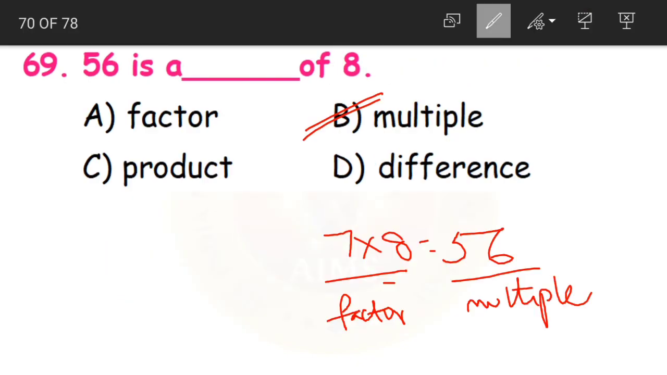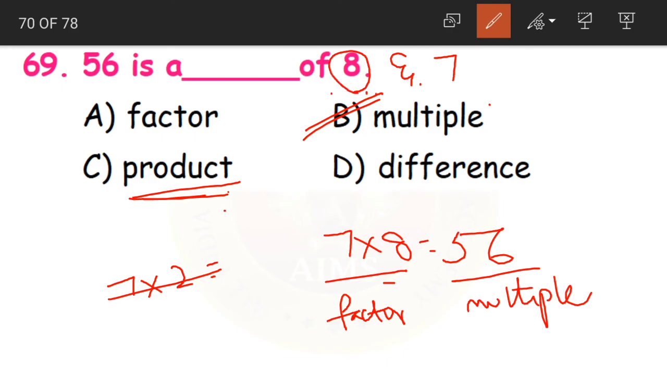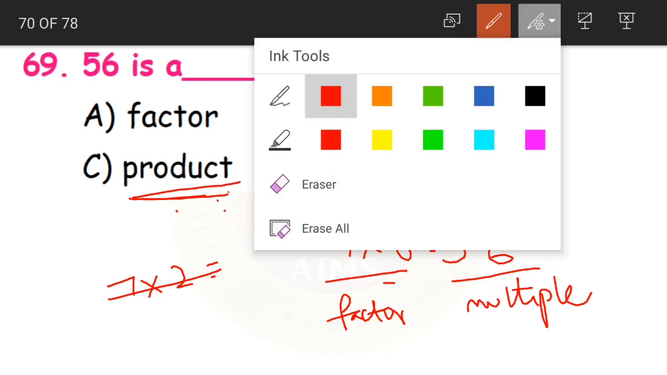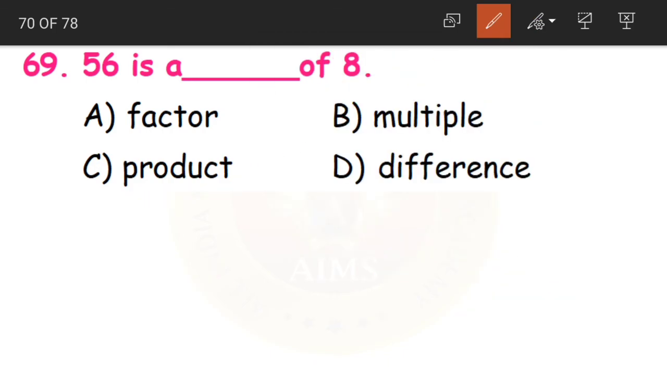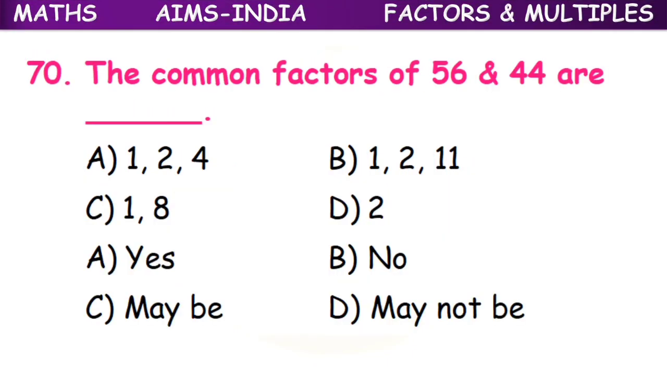Now it is not a product, children. Why? Product means we need to have two numbers. Suppose if it was 56 is a dash of 8 and 7, you could have chosen product. But here 56 is a multiple of 8. It is not a product of 8. We can get a product only when we multiply two or more numbers. So what is the correct answer here? Option B, multiple. Coming to the last question for today.